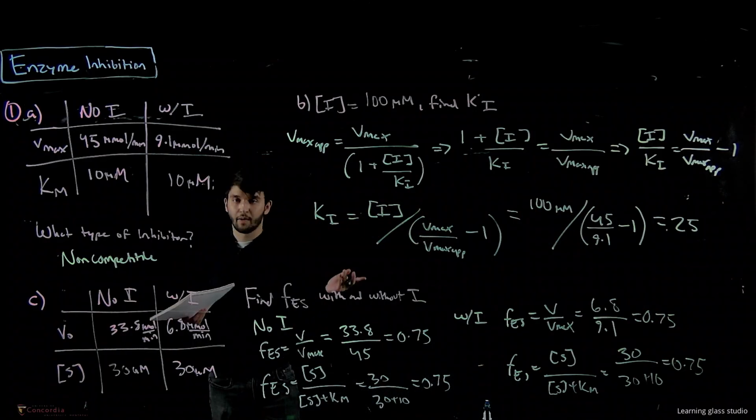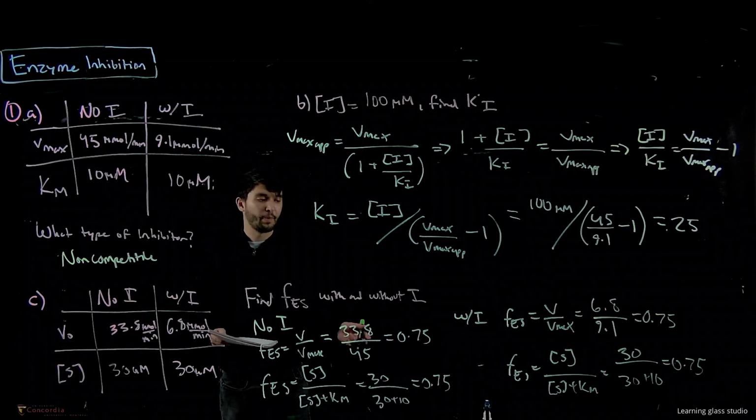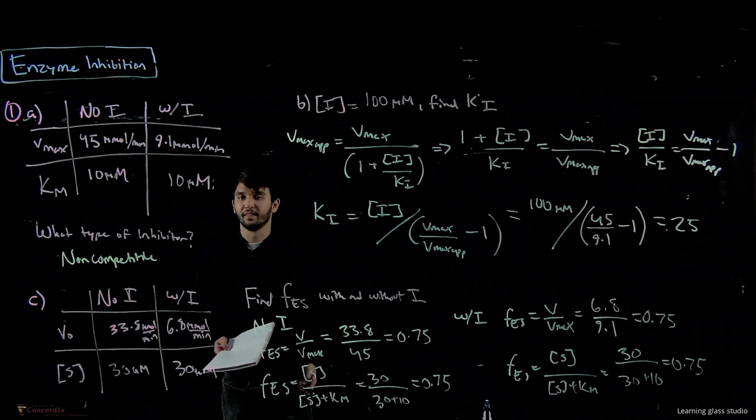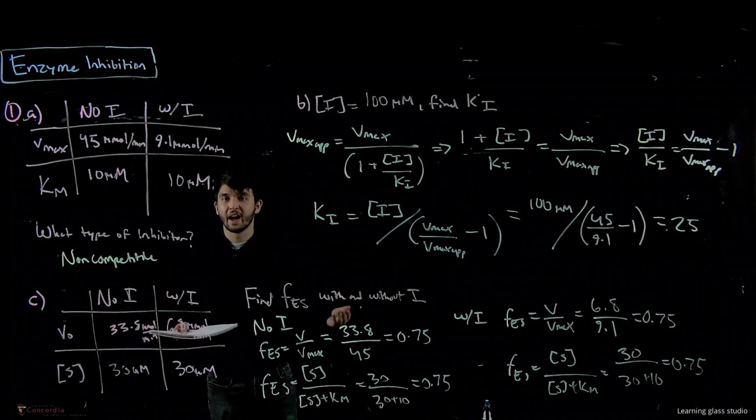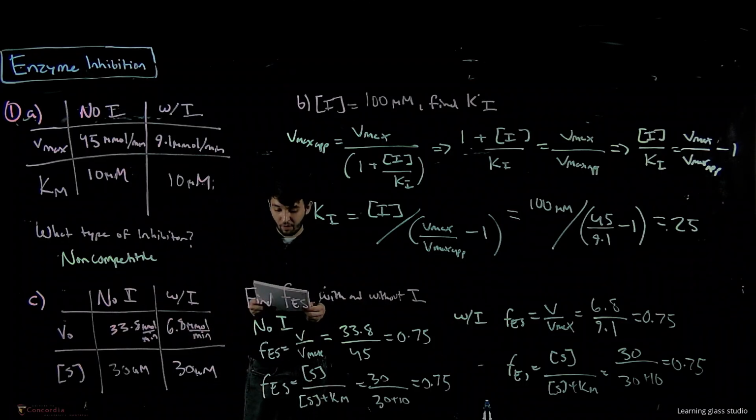Why? Because it's a non-competitive inhibitor. So with non-competitive inhibitors, we said that the substrate binds the same with or without the inhibitor. So because of that, regardless of the presence of the inhibitor, we've shown it's the same amount of enzyme binding, and that's because Km doesn't change, right? So that will be it for this lecture, right?